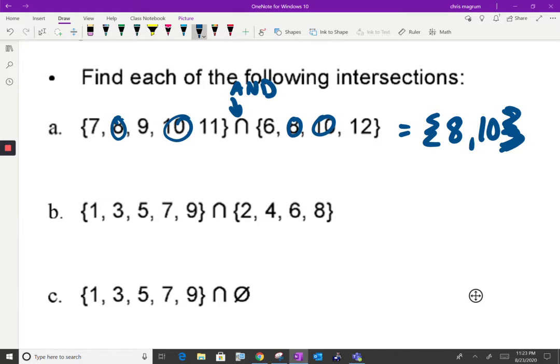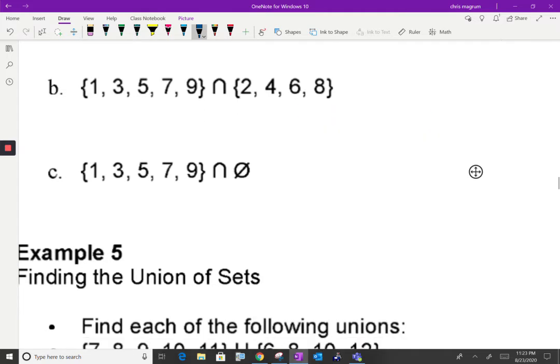Okay, for B, what do these two have in common? So we have 1, 3, 5, 7, 9, a bunch of odd numbers, and 2, 4, 6, and 8, even numbers. So is there anything that the odds and evens have in common? No. So we could show that as an empty set of braces. Or we could just simply do our other symbol there. I wasn't sure if that was going to write. So ignore my little extra mark there. Nothing wants to erase tonight, so oh well.